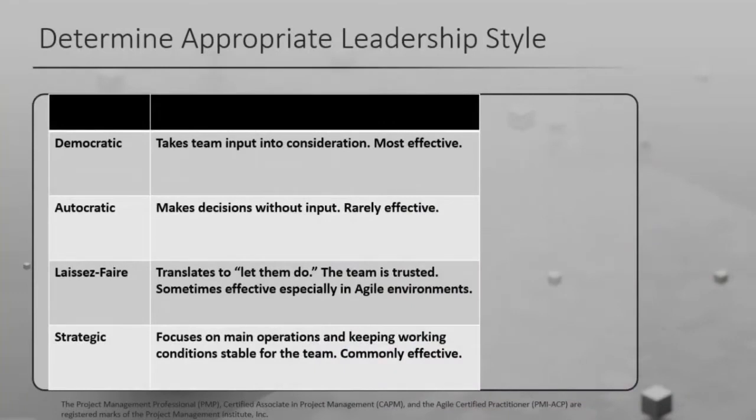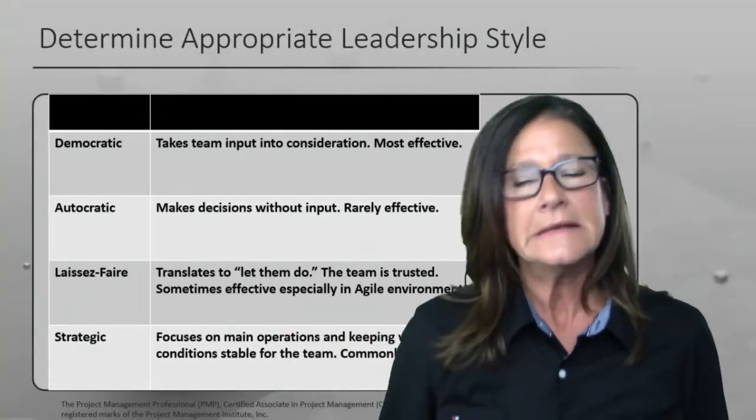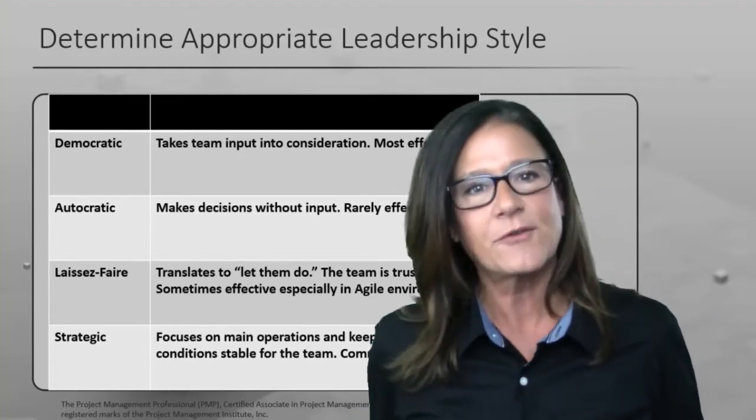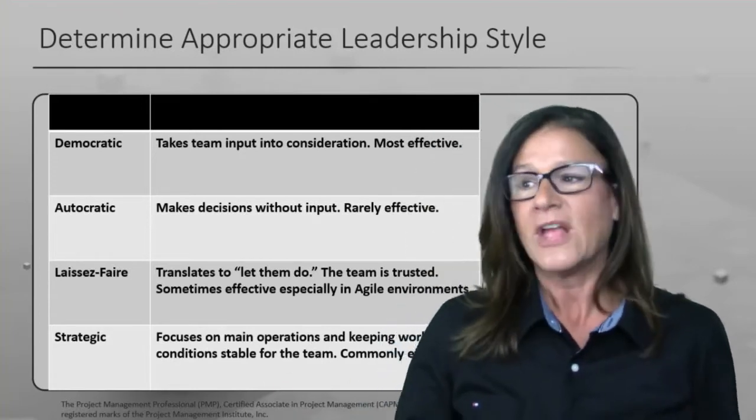Democratic, that makes sense. This is the most effective. This takes the team, other stakeholders into consideration. We collect their input, and then we make a democratic decision. Autocratic is, no, we're doing it this way. And that's rarely effective if you're not taking anybody's input into consideration. Obviously, if it's regulatory compliance or something like that, but that's not what we're talking about. We want to take everybody's thoughts and inputs into consideration as much as possible.